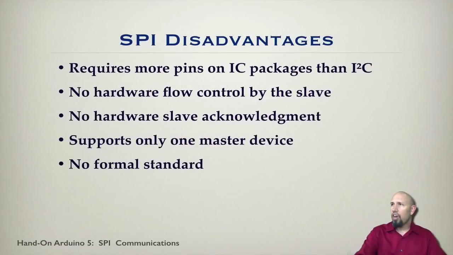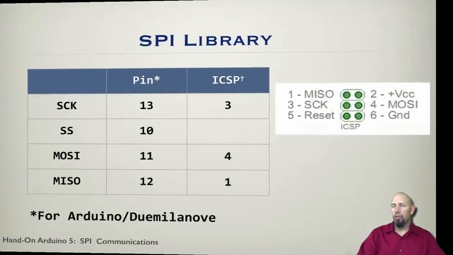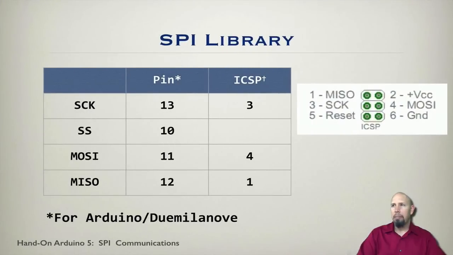Some disadvantages are that in general it requires more pins than I2C, and there is no hardware flow control by the slave. The slave cannot control things. There is no hardware slave acknowledgement to communicate that the slave received the data properly. It supports only one master device. And there are no formal standards. The standards are not nearly as clear, and so you can have some sloppy things happening.